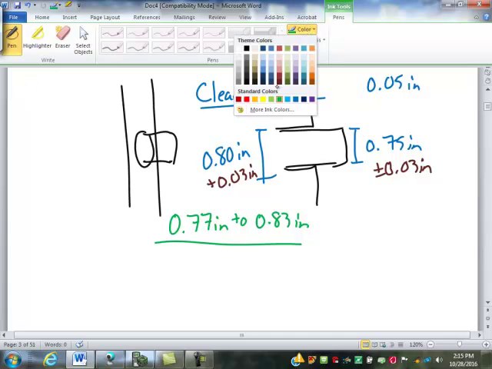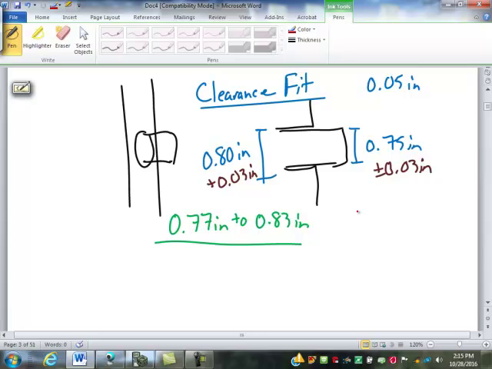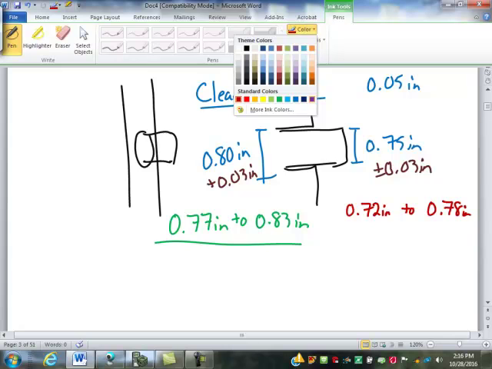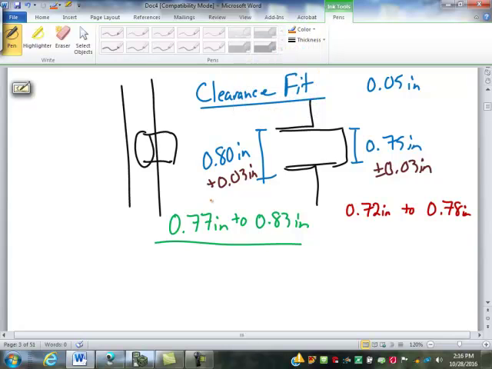But the 0.75 has a range as well. What's the minimum size of that bolt? Well, 0.75 minus 0.03? 0.72. Up to what's the maximum size? 0.78. So now you can see a possible problem here. The smallest size of the hole is smaller than the largest size of the bolt.